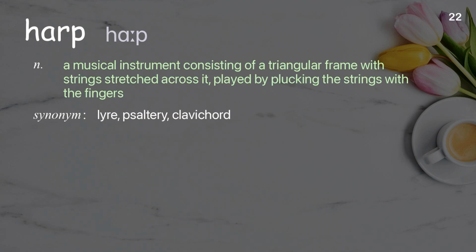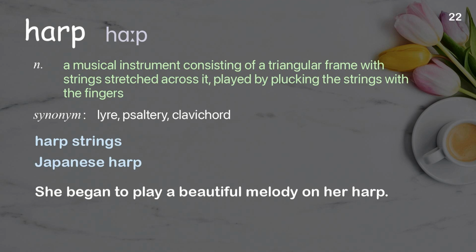Harp. A musical instrument consisting of a triangular frame with strings stretched across it, played by plucking the strings with the fingers. Examples: Harp strings. Japanese harp. She began to play a beautiful melody on her harp.